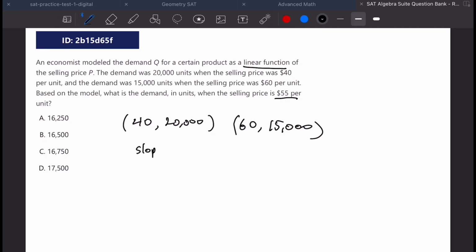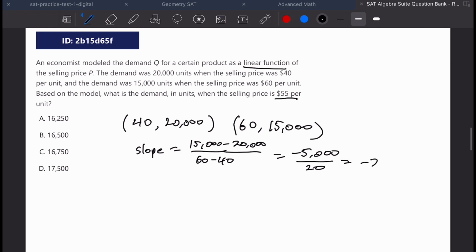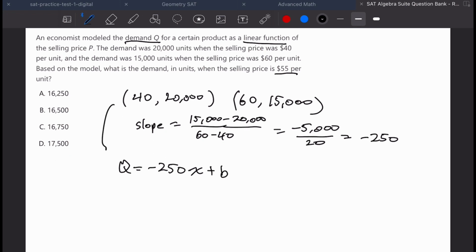So the slope would equal 60 minus 40, change in x over change in y. So minus 5,000 over 20, this will give us negative 250. So the demand Q equation would be negative 250x plus B. We could just substitute one in to find B.